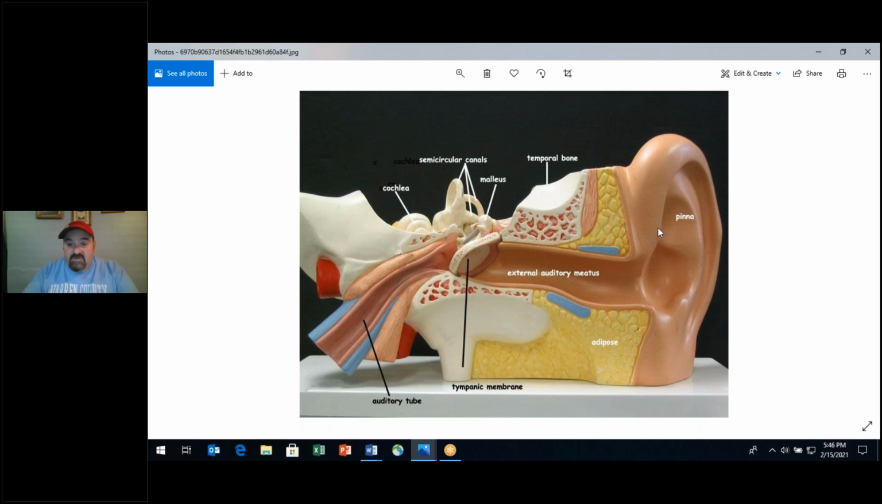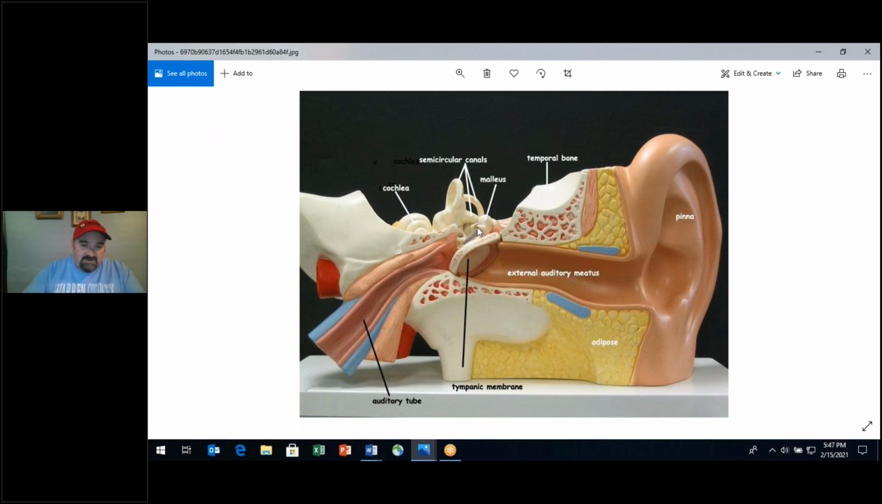So we have here the auricle, aka the pinna. The external auditory meatus or external acoustic meatus or auditory canal. There are multiple terms that we can use to describe this region right here, okay? But external needs to preface it. Then we have the tympanic membrane. This is the eardrum, okay? But don't give me the eardrum, say tympanic membrane, right? Write that down.